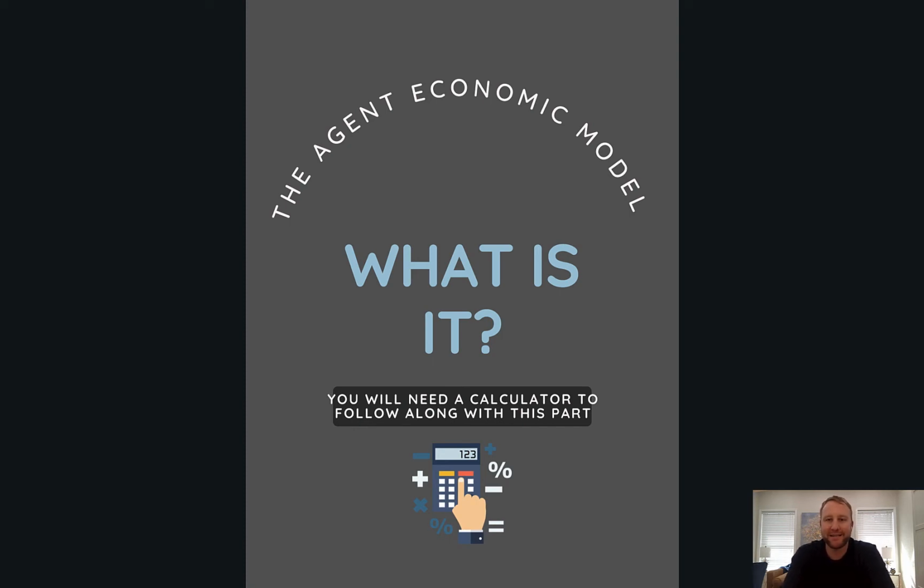Okay, the agent economic model. Again, what is it? The agent economic model is essentially one half of the equation. It is going to give us all the numbers that we need in terms of our actual goal, which is what we're trying to reach: the numbers of sales, the numbers of nurtures, the numbers of closings, the number of appointments. So basically all the numbers that are going to help guide us towards our eventual goal. The agent economic model helps us to dissect and to accurately list each one of those numbers.